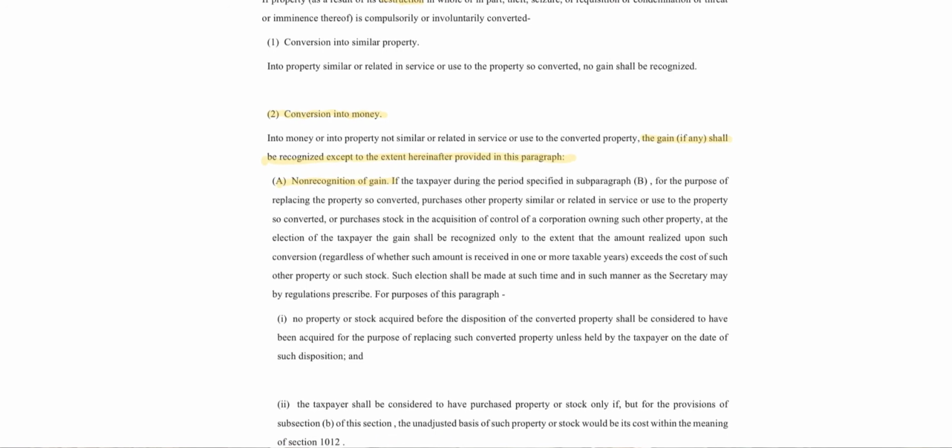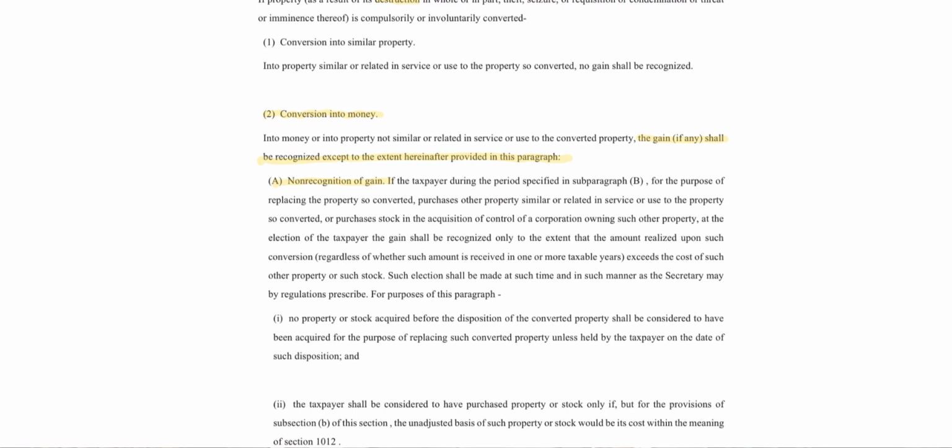If a taxpayer during the period specified for purposes, so converted, purchases other property similar, that's what we have, right? We have destruction of the cows and we buy others, or related in service or use of the property so converted, or purchases stock, we don't have that, at the election of the taxpayer, so you have to elect. This is the election rule. The gain shall be recognized only to the extent the amount realized upon such conversion exceeds the cost of such other property or such stock. Okay? Such election shall be made at the time and manner of secretary regulations.